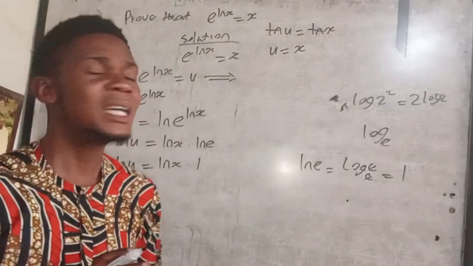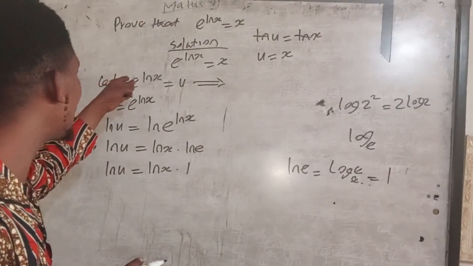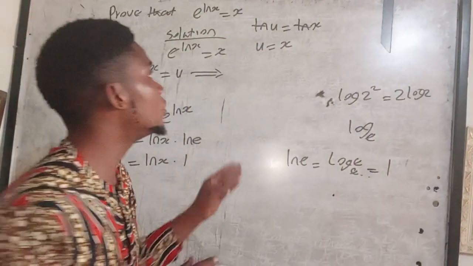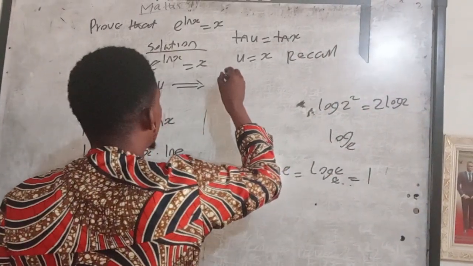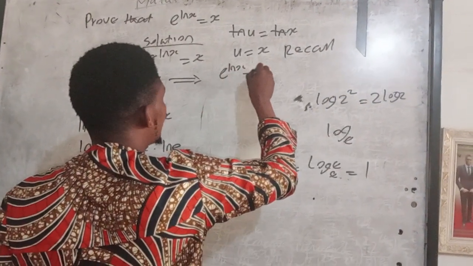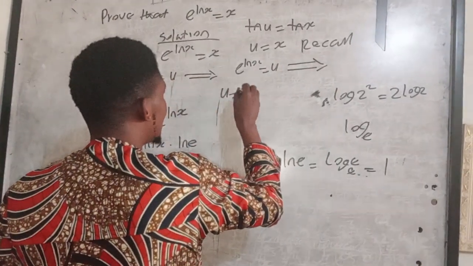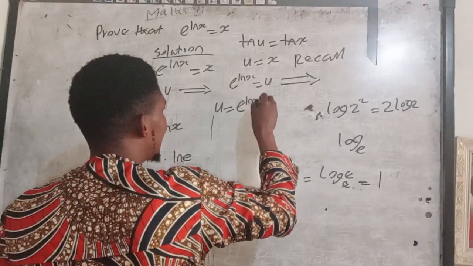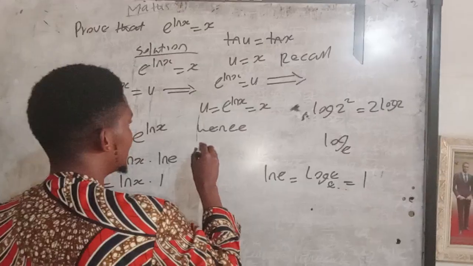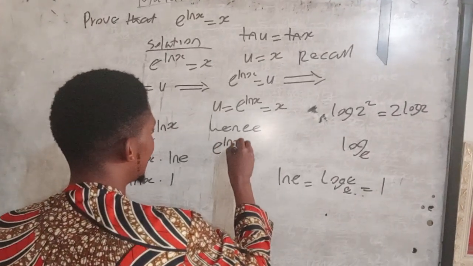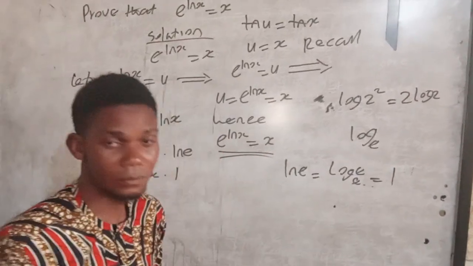But remember that we made e raised to ln x equal to u. So you say, recall that e raised to ln x is equal to u implies that u is equal to e raised to ln x, which is equal to x. Hence, we have e raised to ln x is equal to x. Bye.